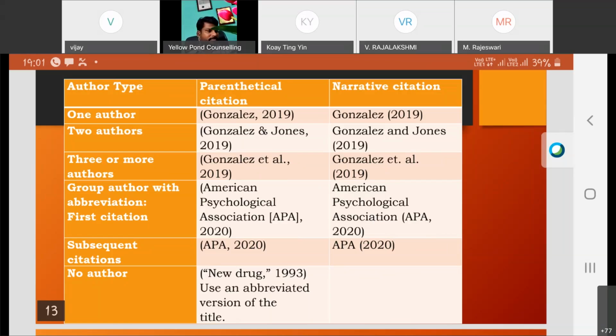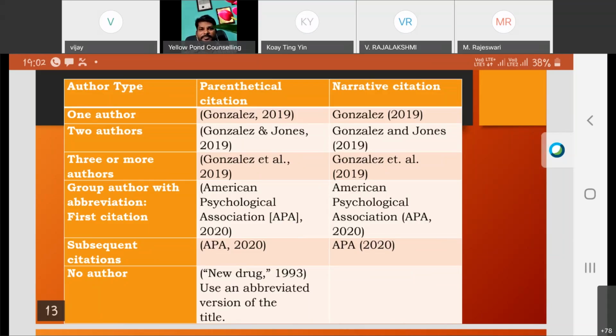When we put the exact content or some modified content, then we have to use the parenthetical citation at the end of the sentence. For one author, I have given Gonzalez, 2019. This is what we use in the parenthetical citation. For the narrative citation, we use Gonzalez (2019) at the start.